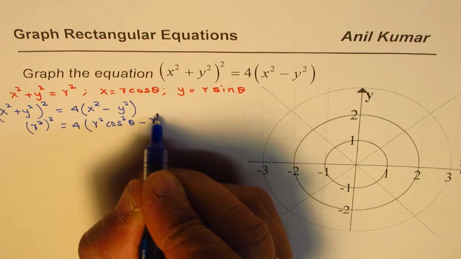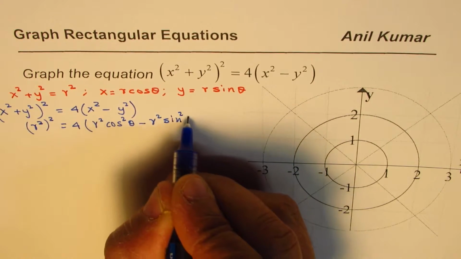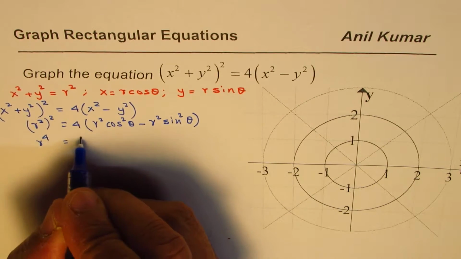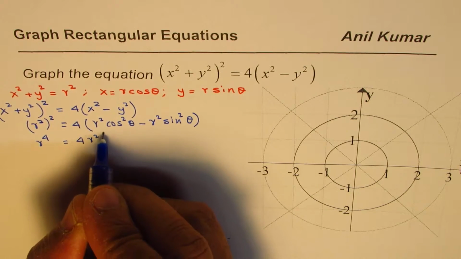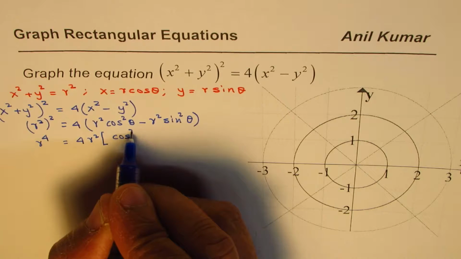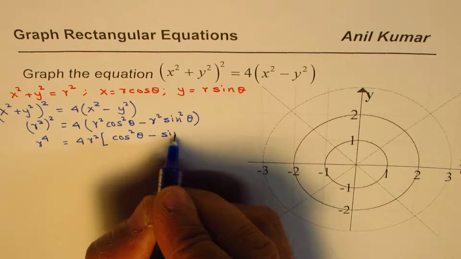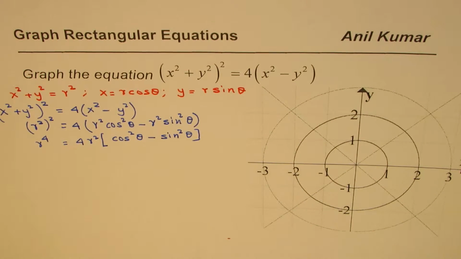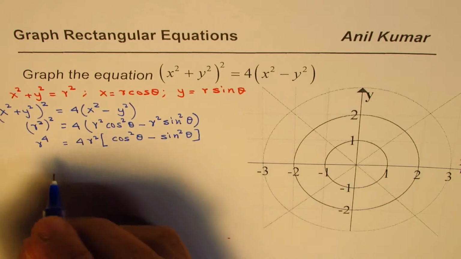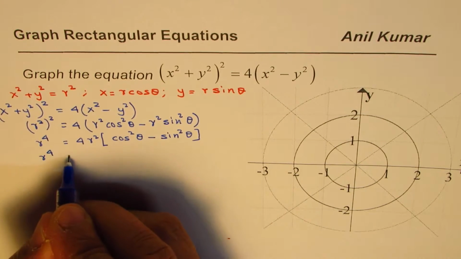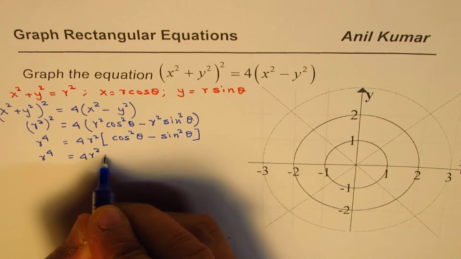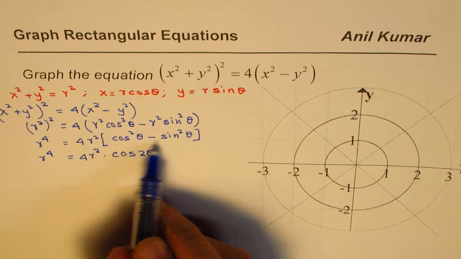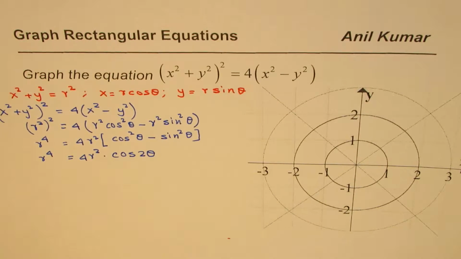minus y², which is r² sin² θ, right? Now we could write this as r⁴ = 4 times r² is common, so we could write this as cos² θ − sin² θ. Now can you tell me what is cos² θ − sin² θ? Well, it is cos 2θ. So I'll write this as r⁴ = 4r² cos 2θ, right? So cos² θ − sin² θ is cos 2θ, so I replace that.